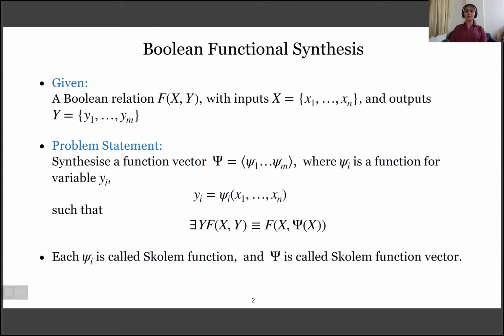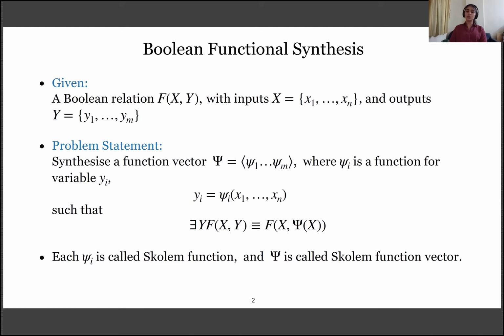Here we have a Boolean relation f between a set of variables x and y, where x is a set of n input variables x1 to xn and y is a set of m output variables y1 to ym. For each output variable yi, our aim is to synthesize a function psi that takes x1 to xn as its input. The bold psi represents a function vector such that if we replace y by psi of x in the relation f, it still holds true.